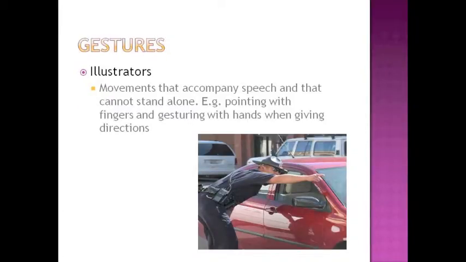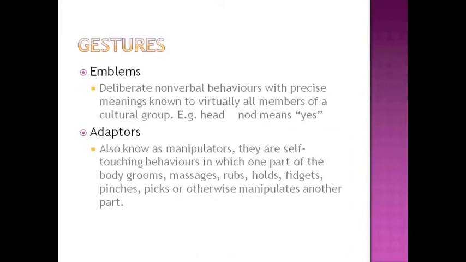For instance, if someone asks you for directions to a restaurant, you might say street names and addresses, but the whole time you'd probably point with your fingers and gesture with your hands. If you remove the words from your directions, it is unlikely that the other person would find the restaurant. A second type of gestures is emblems. Emblems are deliberate nonverbal behaviors that have a very precise meaning known to virtually everyone within a cultural group.